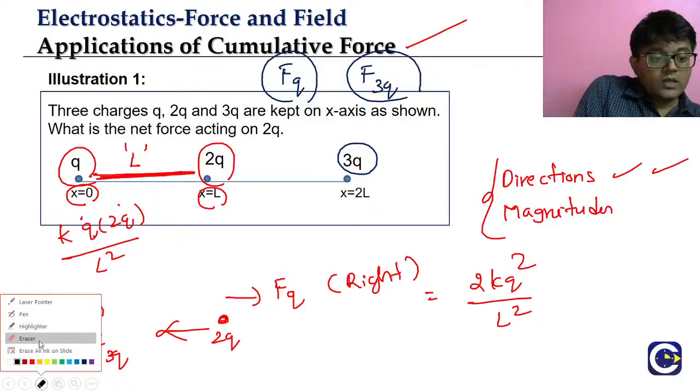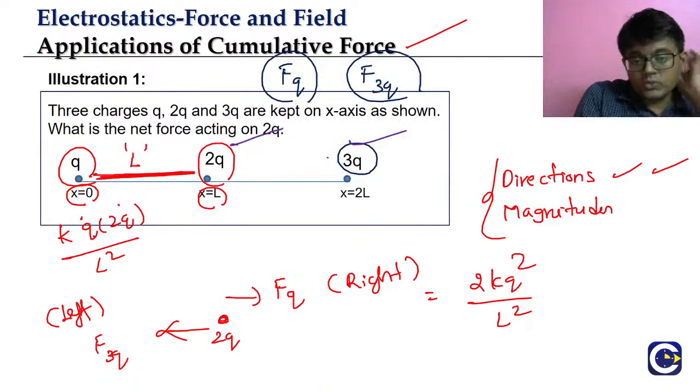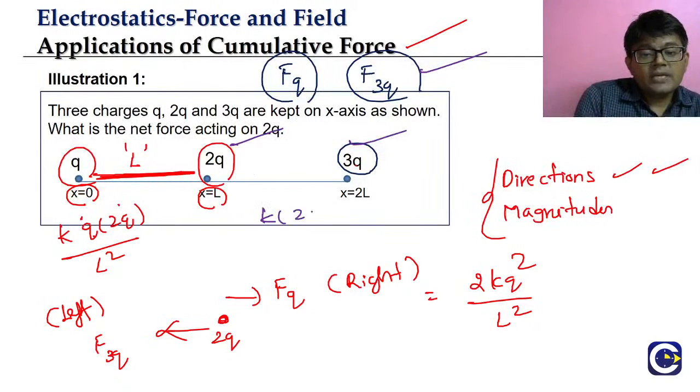We need to find the force between the charges 3q and 2q. What is the force between these two charges? Here, k into... both are like charges, right? If we take the product, we are anyway going to get a positive value, so we can remove the modulus. k into 2q into 3q.